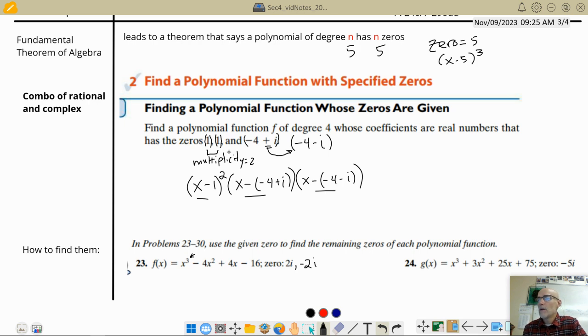But back up here, some of our homework problems, all we need to do is say, okay, 1, 1, and then negative 4 plus i and negative 4 minus i, and we're done. Unfortunately, when they say find the polynomial function, they want us to multiply all this out. So we want to have some skills with complex numbers, and we want to have some skills with real numbers here too. Like, how do you expand x minus 1 squared efficiently and quickly? So x squared minus 2x plus 1 is how you expand that quickly and efficiently.